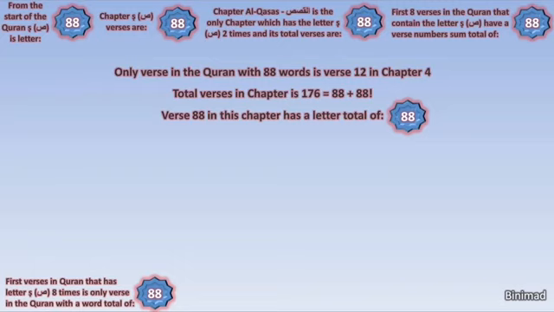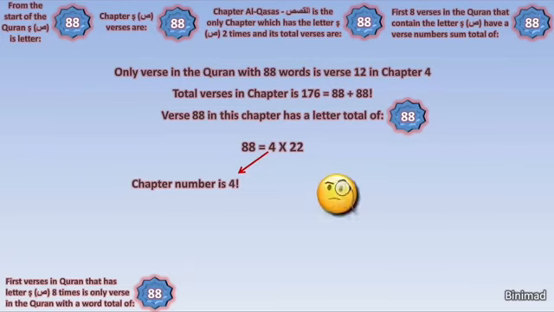Even more perplexing is that 88 equals 4 times 22. And the chapter number is 4, but what about this 22? 22 is the total number of words in this verse. It's really tempting to stop here and just marvel at this, but we have to move on.